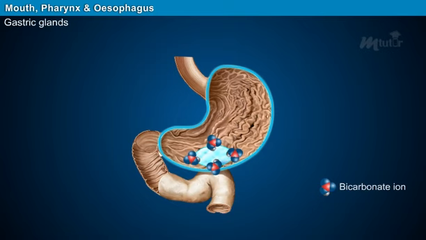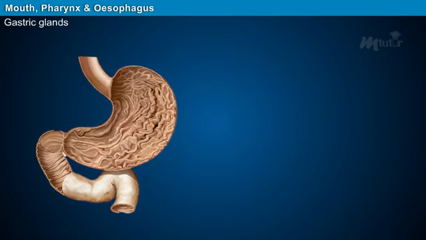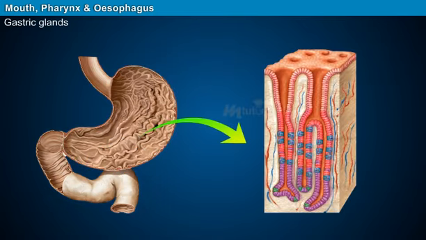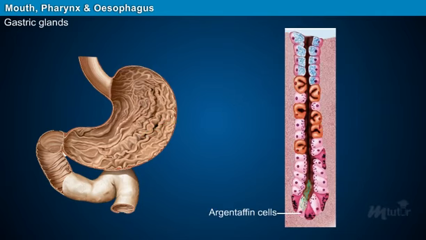The surface of the gastric mucosa is pitted by the opening of gastric glands called gastric pits. There are approximately 100 pits per millimeter square of the gastric mucosa. Argentaffin cells and gastrin cells are present in the basal part of the gastric glands.